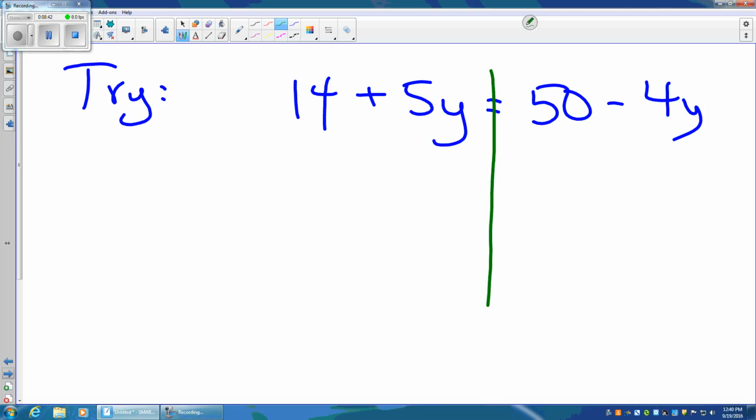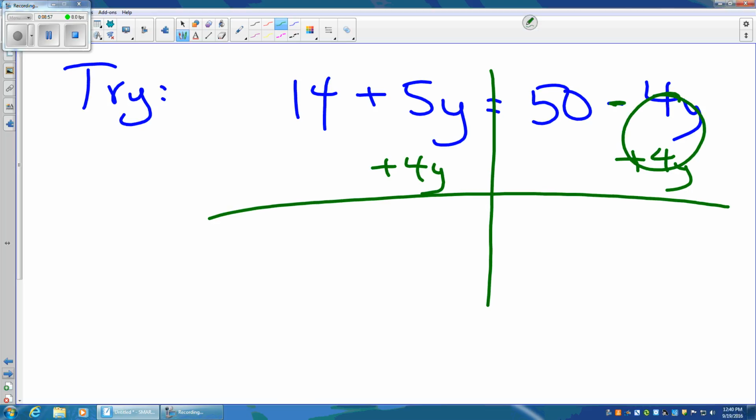All right, so hopefully you guys think you got this. Which set of y's is the smaller one? Which one should I get rid of first? Obviously, this negative 4y by adding 4y. And if I add 4y on one side, I'm going to add 4y on the other side. That makes 0. I end up getting 14 plus 9y is 50.